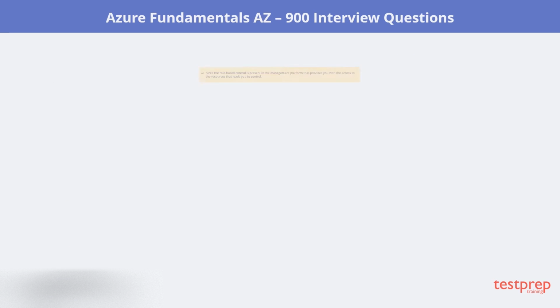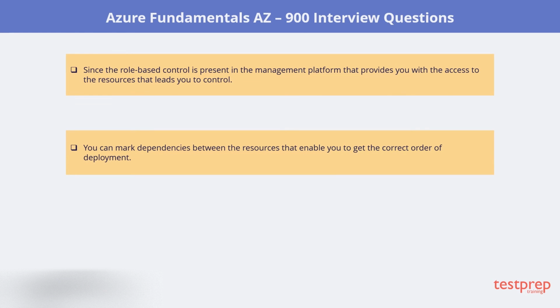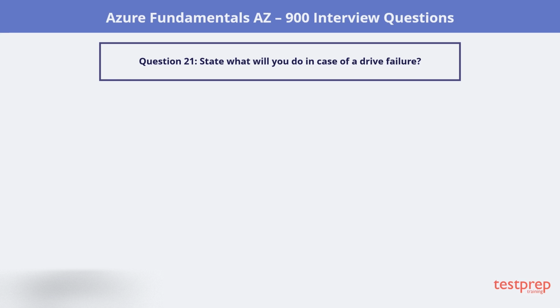Third, since role-based control is present in the management platform, it provides you with access to the resources that you need to control. Fourth, you can mark dependencies between the resources that enable you to get the correct order of deployment. Fifth, the resources may be tagged and organized logically so that it is convenient to follow up the billing of your company.